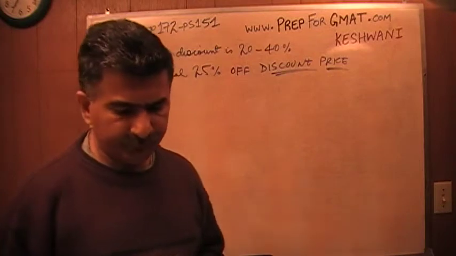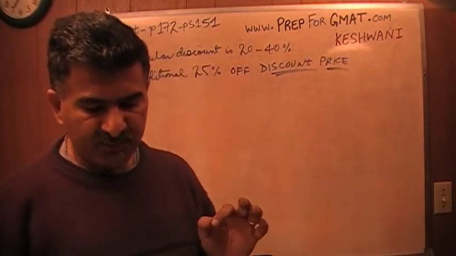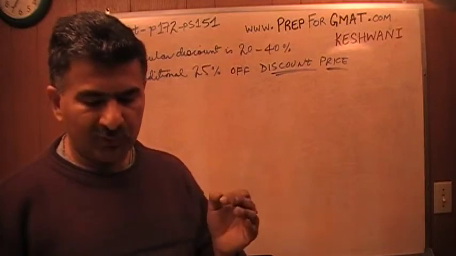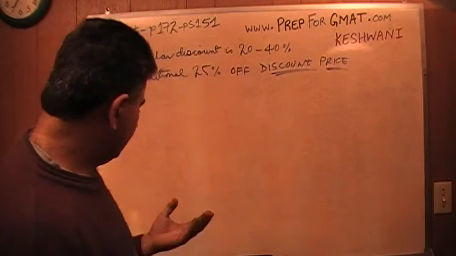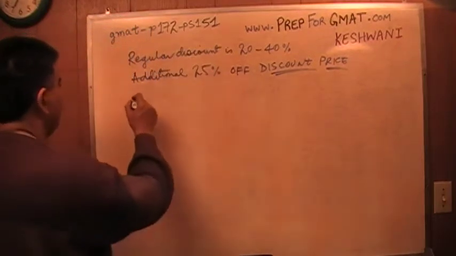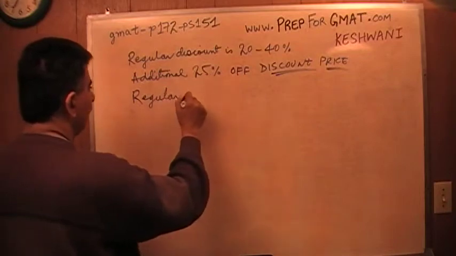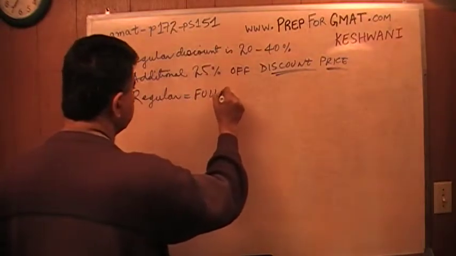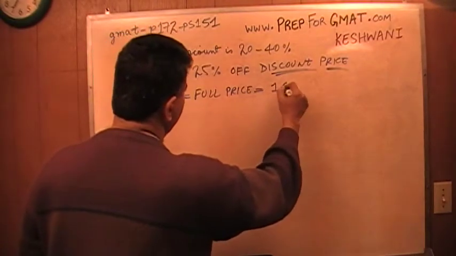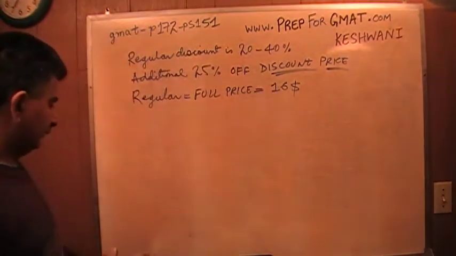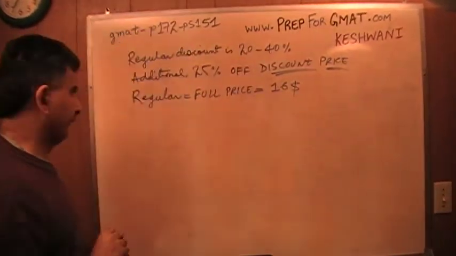The question simply is, what would be the lowest possible price of a toy costing $16 before any discounts were applied? So let's do it together. The regular price of the toy, which is the full price, we are told is $16. Just listen to what I have to say, okay? Just listen and see what you think of it.